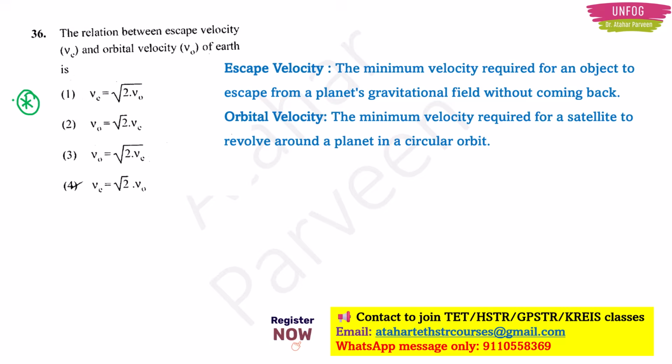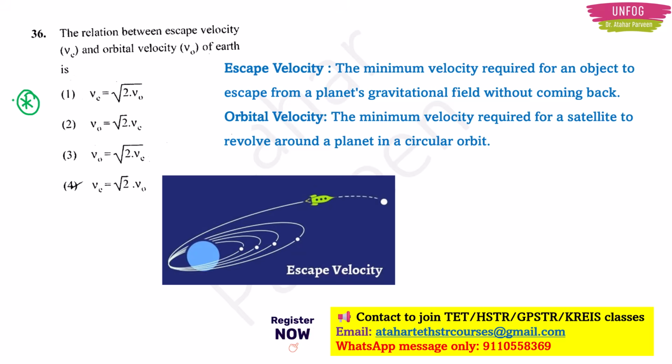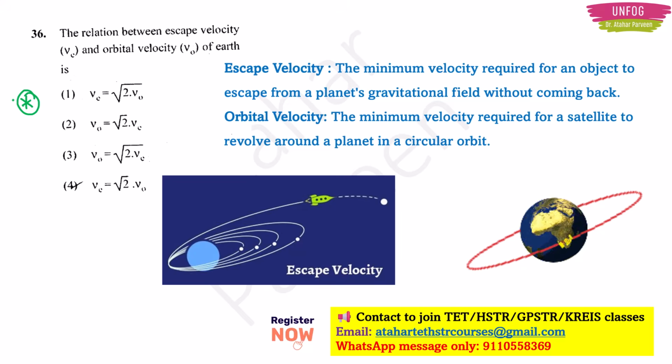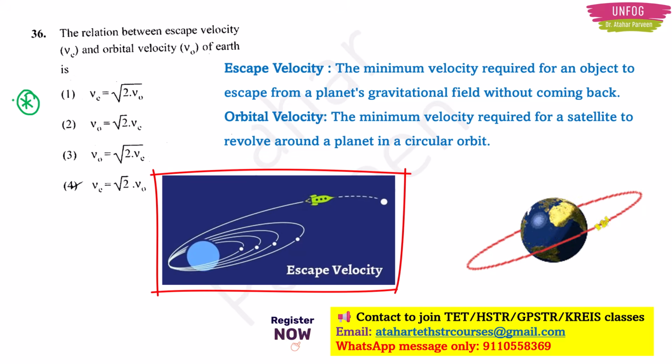What is escape velocity? It is the minimum velocity which the satellite or the object needs to escape from the gravitational field of the planet. You can understand by seeing the figure here. That is the escape velocity. Whereas orbital velocity is the minimum velocity required for a satellite to revolve around the planet in a circular orbit. So in escape velocity, the word escape is there because the object wants to escape from the orbit of the planet, and the minimum velocity needed for it to do that is the escape velocity.